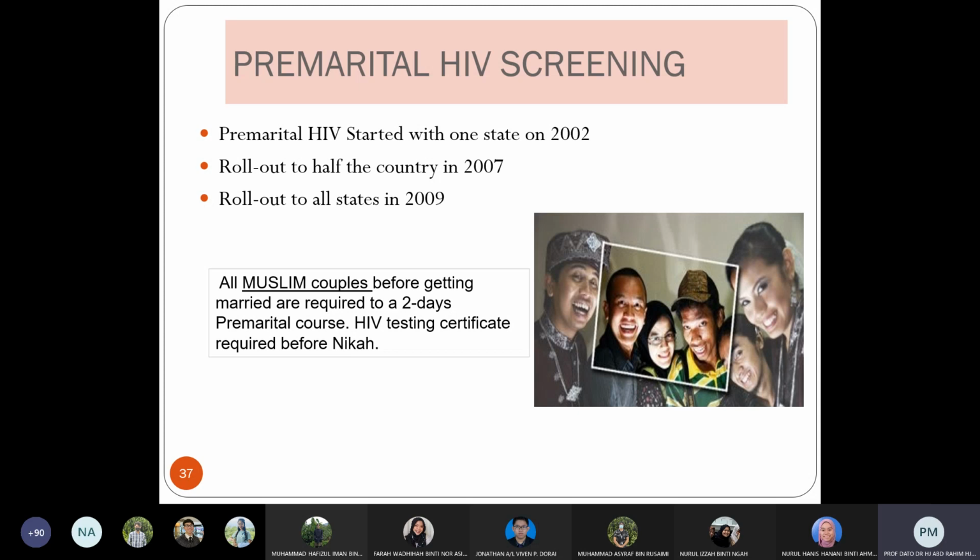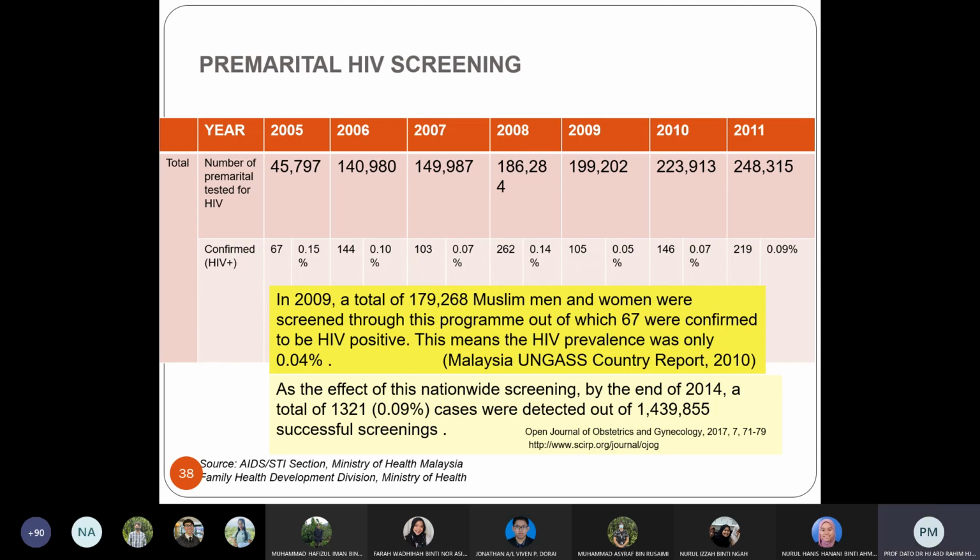Premarital screening, especially for Muslim couples in Malaysia, is a requirement. If you want your marriage to be solemnized, you have to get this done, and there is a validity period for the certificate. A lot have been done. In 2009, for example, 179,000, and the prevalence of HIV is only 0.04. It's very minimal, but at least we got it, and at least it is safe for the general population.